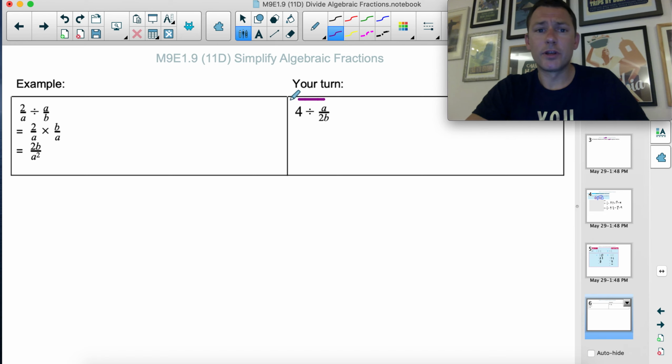You try this last one on your own. Here's another example if you want to see it. Pause me until you get this your turn done.